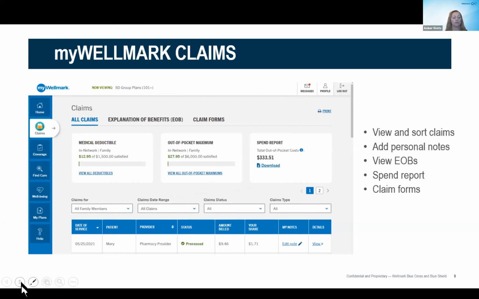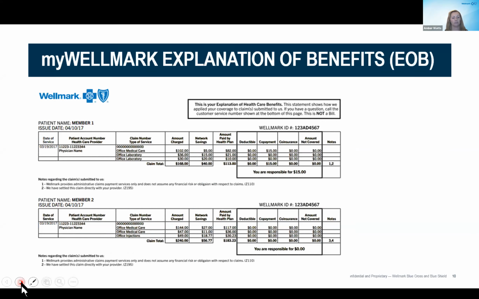So next we are going to look at an example of the explanation of benefits. So the explanation of benefits is going to show you each claim. It's going to tell you the date of the service, the provider information, the claim number. It's going to give a brief idea of what it's for, like office visit, lab. It's going to tell you how much the provider charged, how much the network savings is. So the network savings would be the amount that the provider writes off due to their contract with us. It's going to show how much we paid.